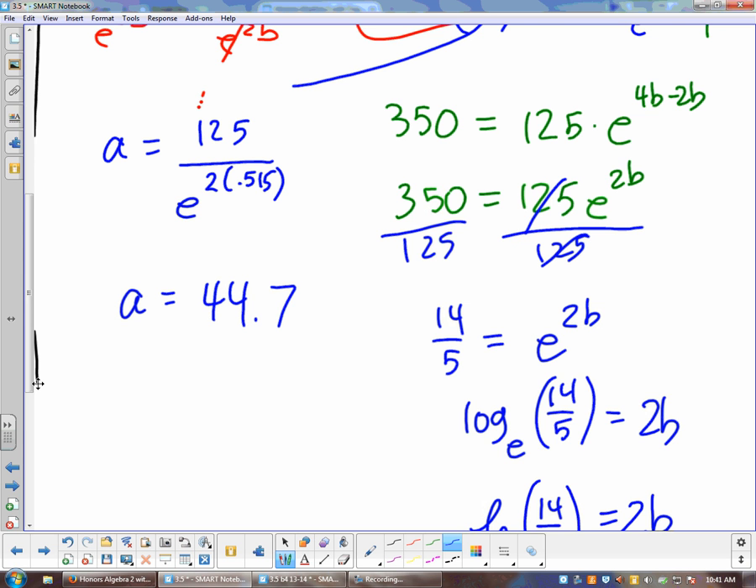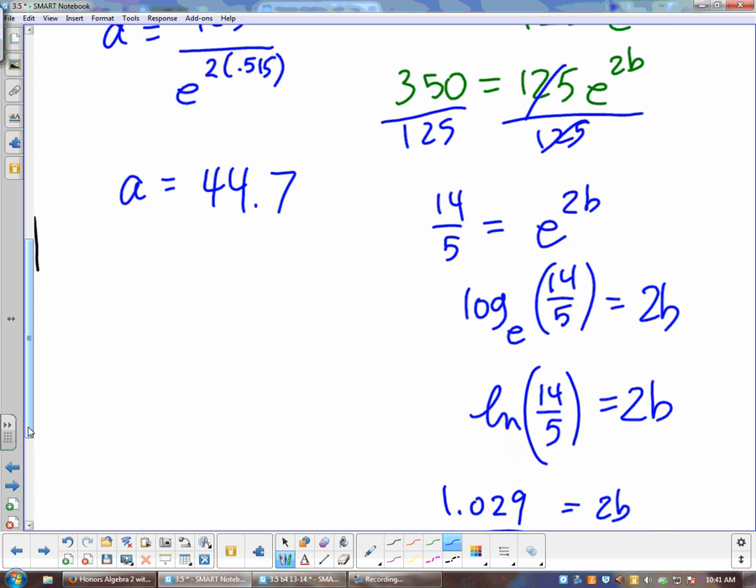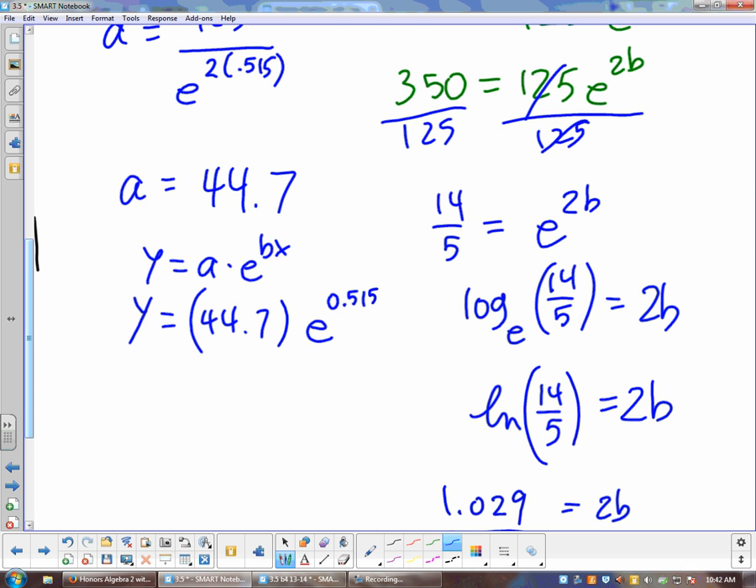So I'll say 44.7. And that means our model for these fruit flies would be y equals 44.7. Remember, we're using y equals a times e to the bx. So 44.7 e to the 0.515 x. So here's our model.